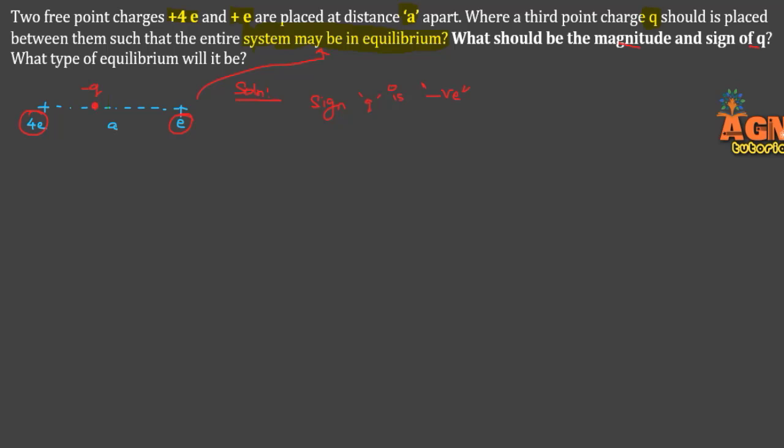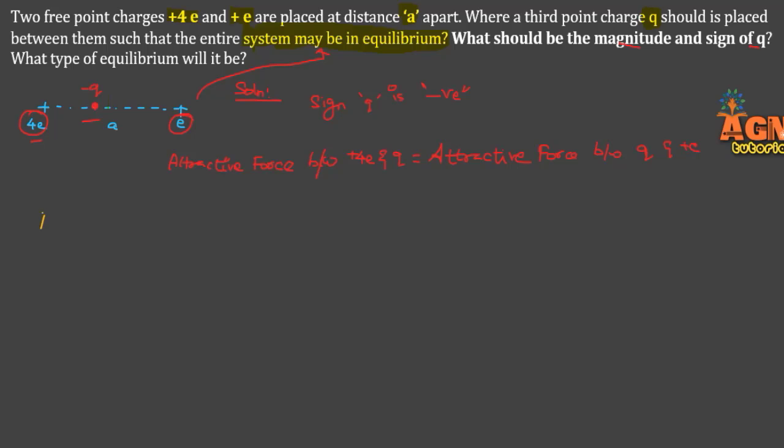So first we are going to take the equilibrium condition. This is positive, this is negative, so we are going to take the attractive force. The attractive force between plus 4e and q is equal to the attractive force between q and plus e. We need to equate that.